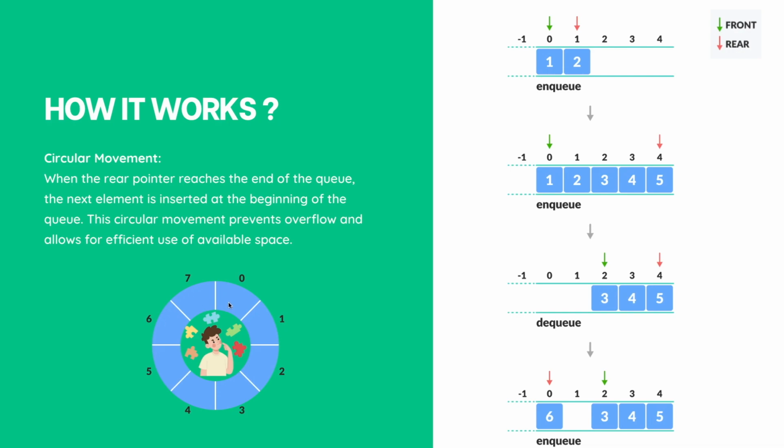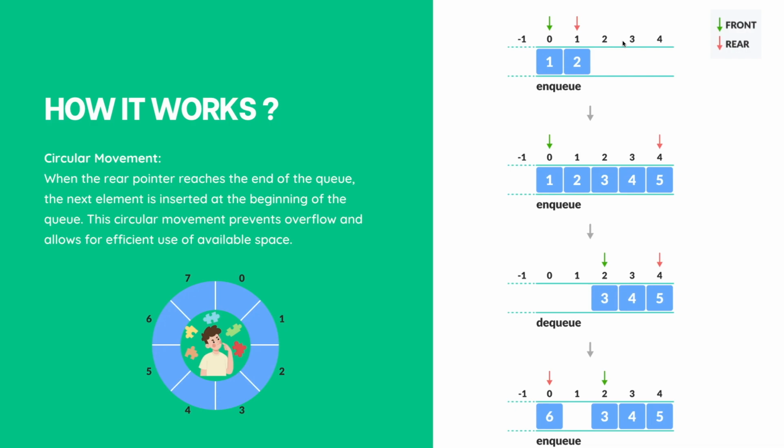Let's suppose we have removed any value from 0, then we can utilize this space again. And if we have removed value from 1, then we can utilize the 1 again. This is called circular queue. So whenever you are removing data from any of the places using FIFO method, then you can utilize that space.